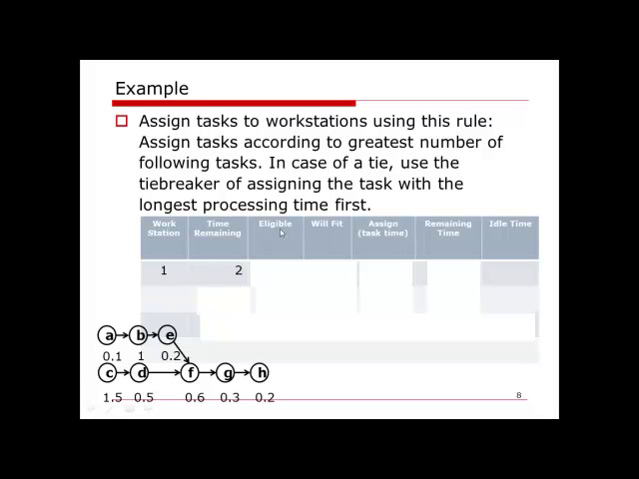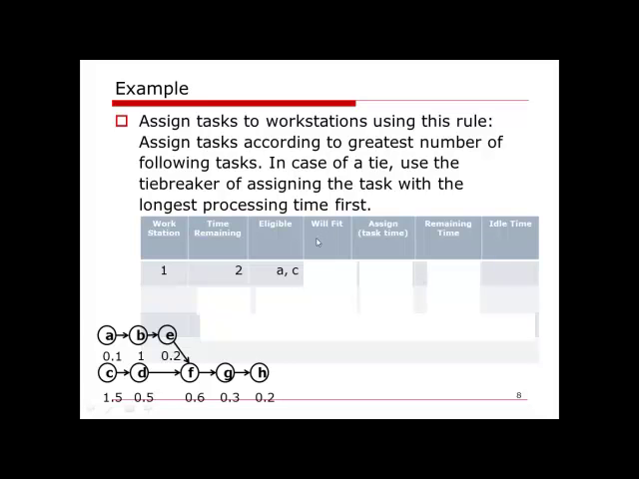The next column is eligible. Eligible basically means, for the given system, what are the tasks that we can start working on? Now at the beginning, as we can see from the chart, we have A, B, C, D, E, F, G, H. Everything else cannot be started except A and C, because all other tasks depend on the completion of other tasks. So at the beginning, the eligible tasks, which are the tasks we can work on at this time, are A and C.